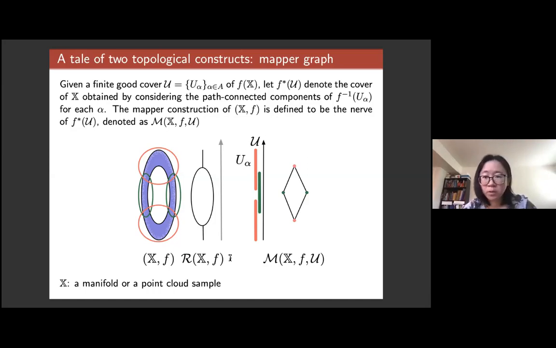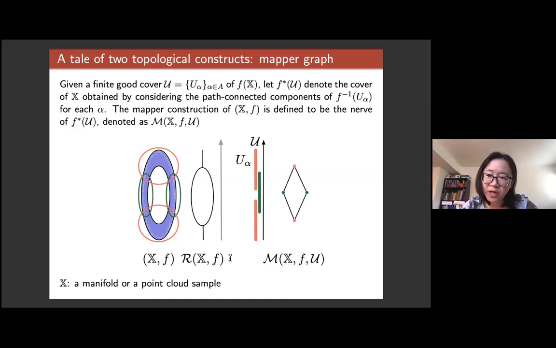Bei, just one question. Do you really need the cover of f of x to be good in order to get a mapper graph? That's from Mikhail. Ah, that's a very good question. I actually think it can be relaxed. I think it still remains open. Maybe somebody can correct me if I'm wrong.